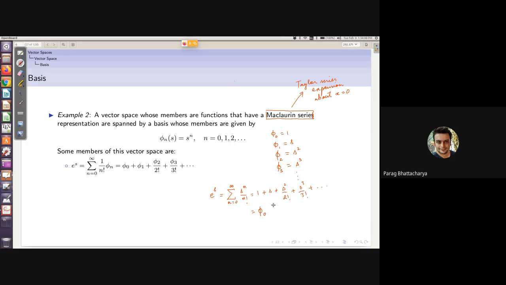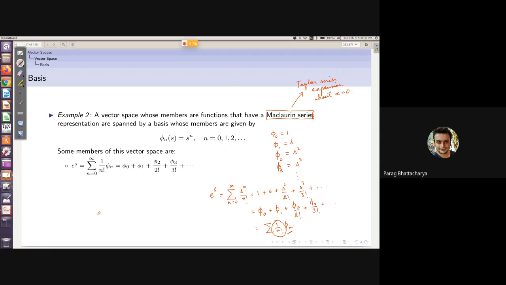So 1 is nothing but your phi 0. Then s is nothing but your phi 1, right? s square is nothing but phi 2 by 2 factorial. s cube is nothing but phi 3 by 3 factorial, and so on. So in other words, this can be written as a summation, 1 by n factorial into phi n. These are your coefficients.